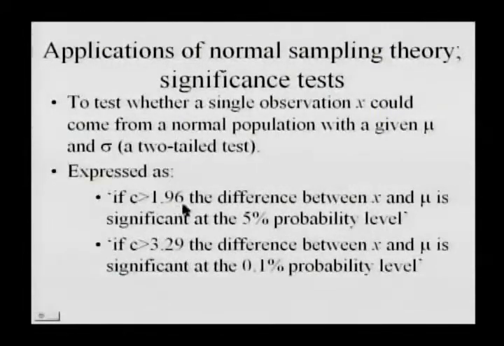So if C is greater than 1.96, the difference between X and mu is significant at the 5% probability level, and you would conclude that X is not in the population. If C is greater than 3.29, the difference between X and mu is significant at the 1.1% probability level, and it definitely would not be from the population with the given mu and sigma in this case. So it would be excluded. It would be significantly different from the population under consideration here, and would be excluded.